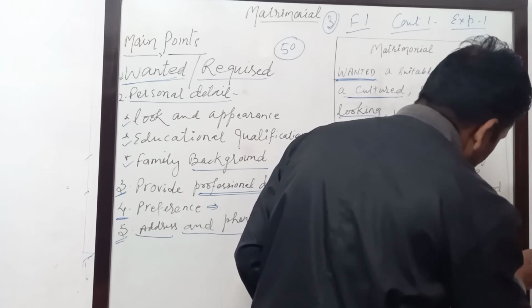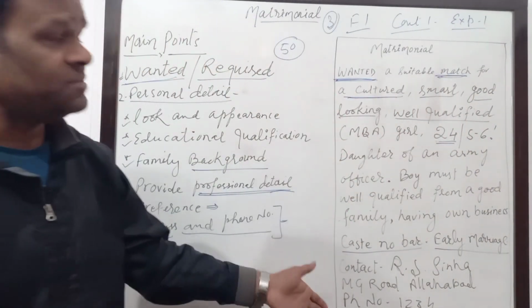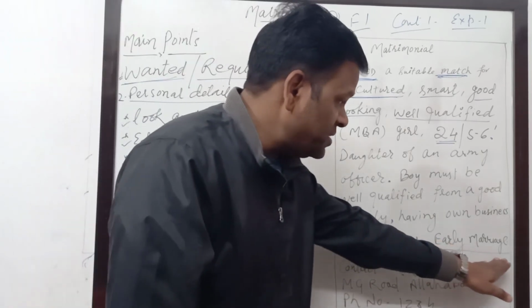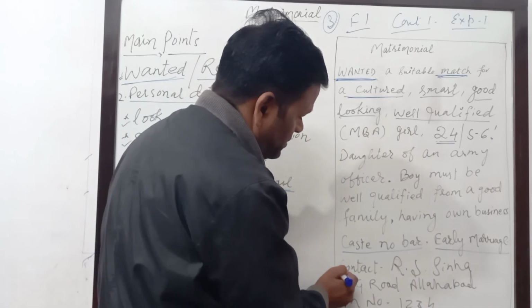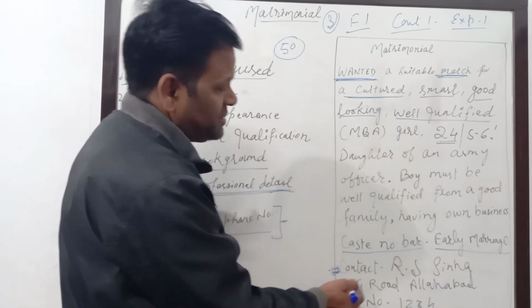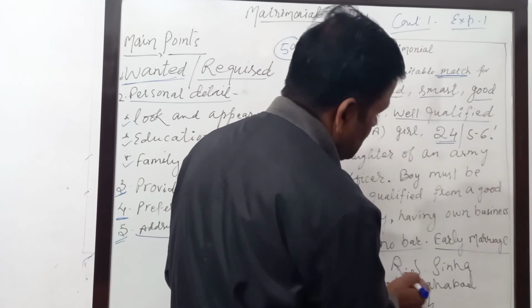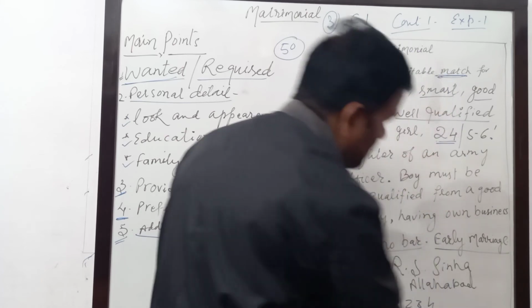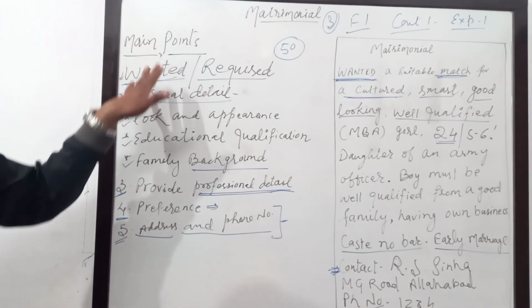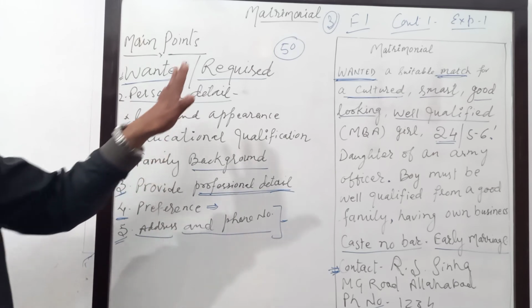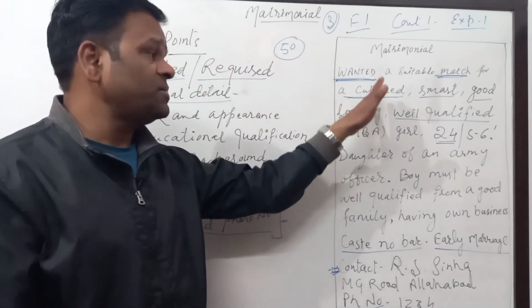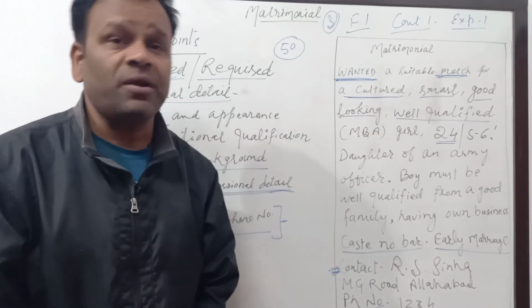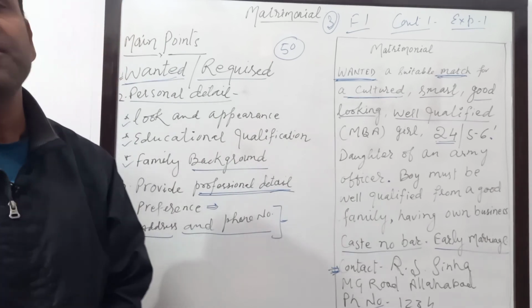The next point given here is early marriage, meaning the person who has published this ad wants his daughter to be married soon. After the completion of this, you have to write the contact address, which is mandatory. Here I have given RS Sinha, MG Road, Allahabad, and then give a phone number, any number you can mention there. In this way, if you keep these points in mind and elaborate them in that box, your matrimonial advertisement will be completed and you will get your full 3 marks.